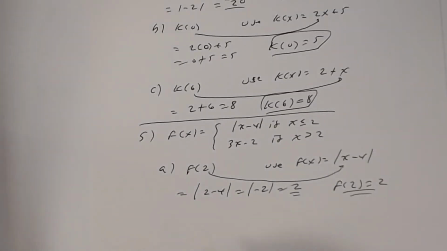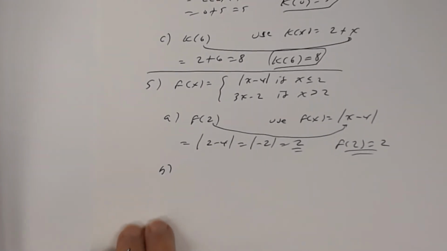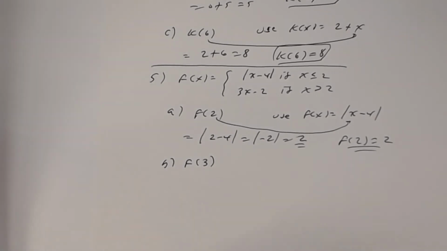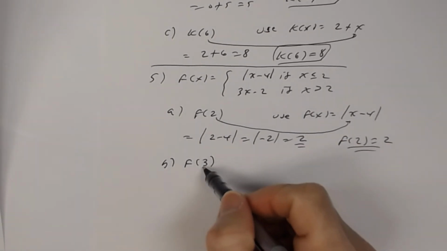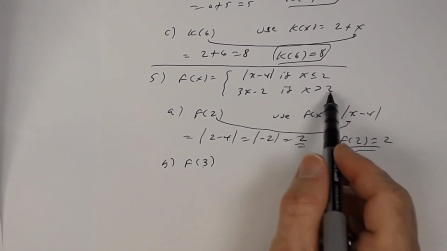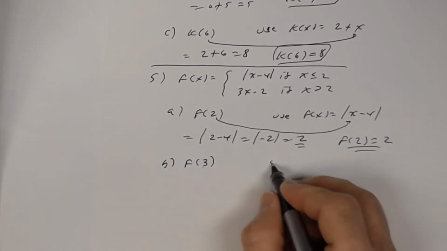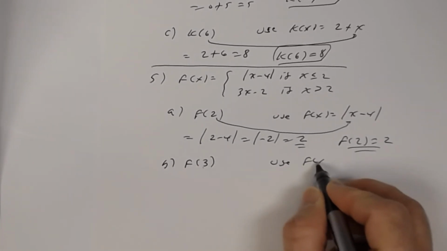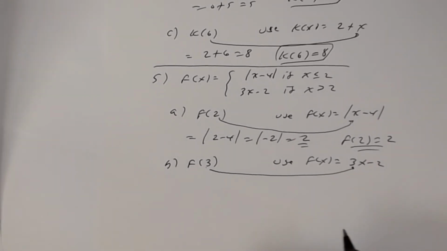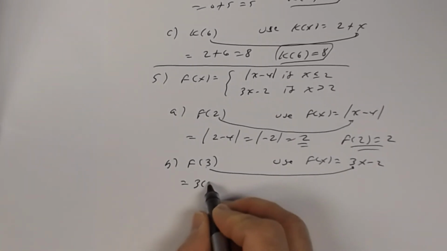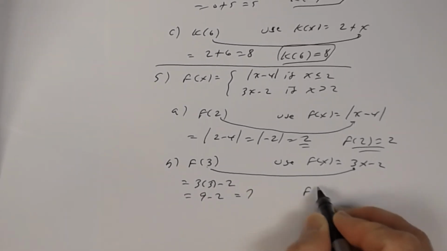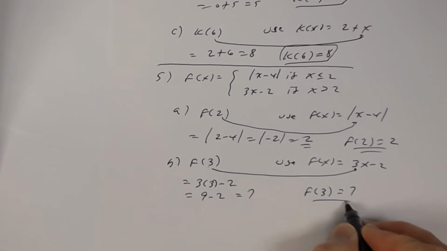Let's find B. In B, you want to find f of 3. Notice that x is 3, so 3 is in this part of the domain, because 3 is greater than 2. So this is what you're going to use: f of x is equal to 3x minus 2. We see the variable x, you substitute 3. So this becomes 3 times 3 minus 2, so that's 9 minus 2, which is 7. So f of 3 is equal to 7.